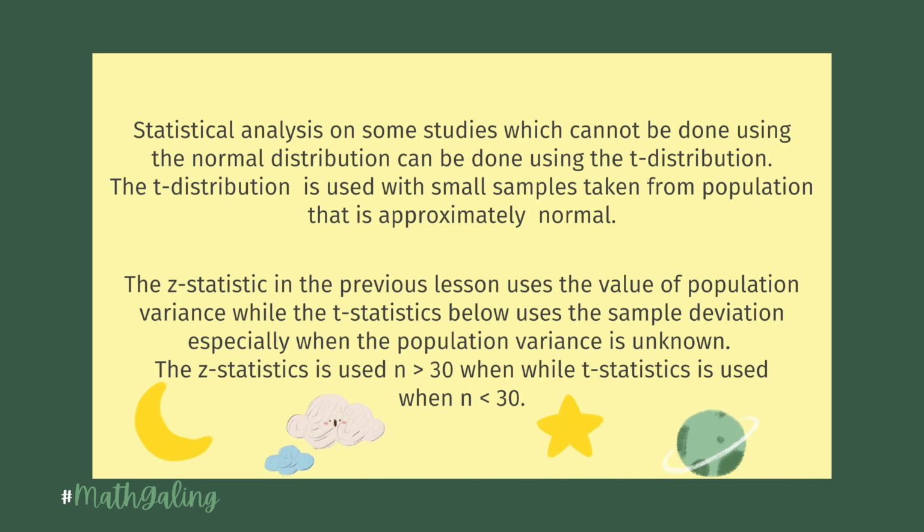The z-statistic in the previous lesson uses the value of the population variance, while the t-statistic below uses the sample standard deviation, especially when the population variance is unknown. The z-statistic is used when n is greater than 30, while the t-statistic is used when n is less than 30.